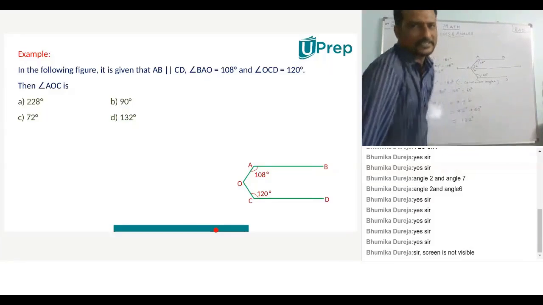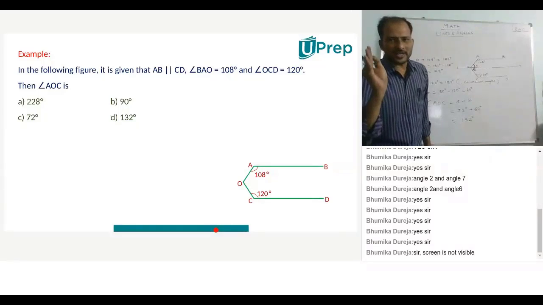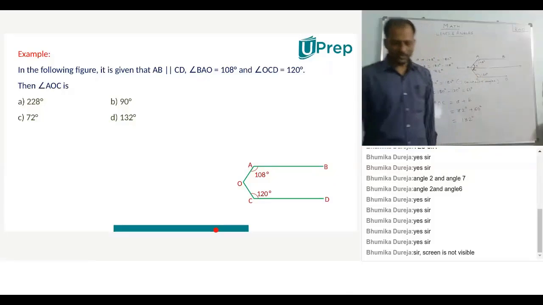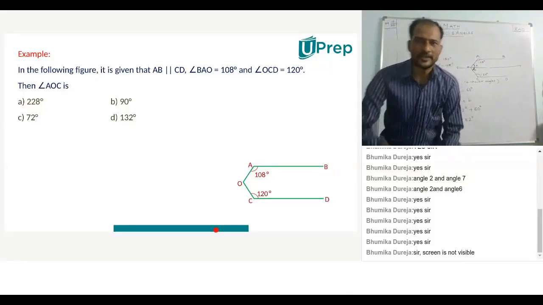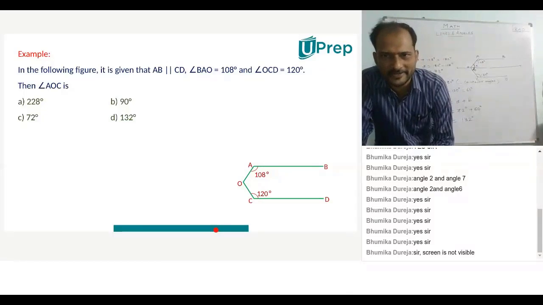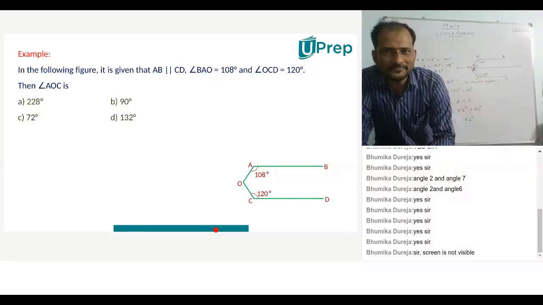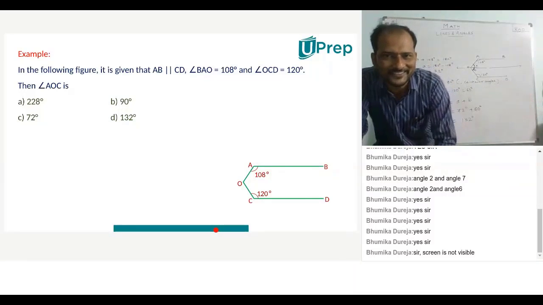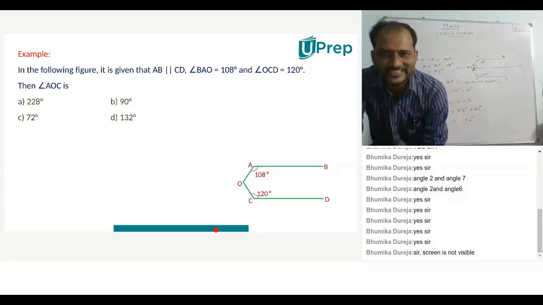That's very simple. This angle will be equal to 360 degrees minus the sum of these two angles. What will be the sum of those two angles? Can you please tell me? 108 plus 120. It is 228, right? Subtract this from 360. 132. Wow. The answer is there on your screen. It's D, 132. It takes hardly 3 to 4 seconds. Yes or no?